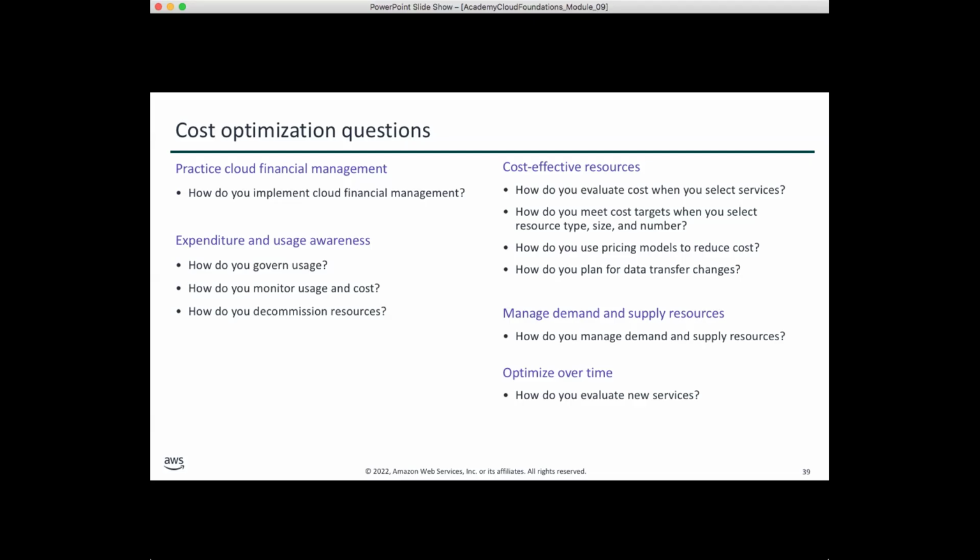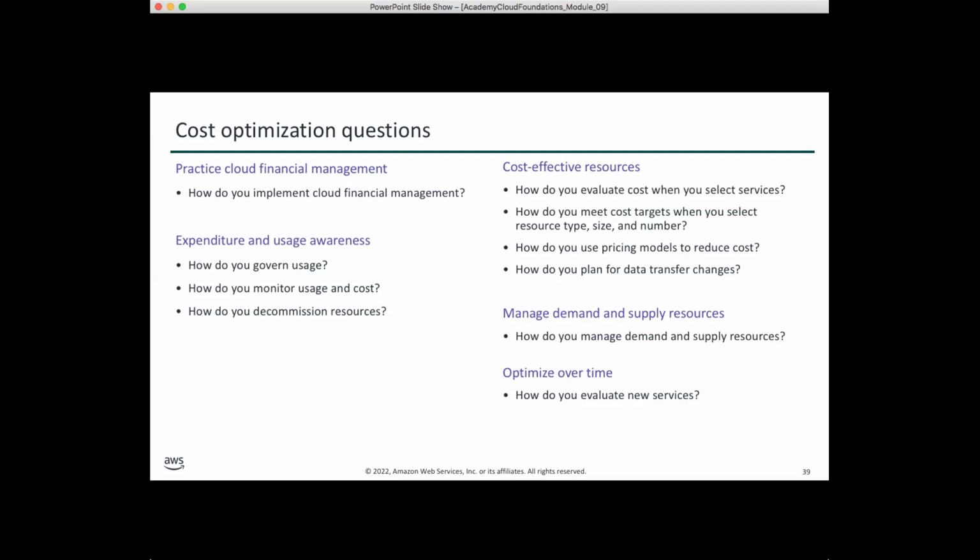Expenditure and uses awareness, right? How do you govern uses? How do you monitor uses and cost? Decommission resources if needed. We should always look for cost-effective resources. So how do you evaluate cost? And when we select services, what are you actually evaluating in the cost, right? How do you meet cost targets when we select resource type, size, number, right? Can we use pricing models to reduce cost? Those things we need to answer. We need to be prepared for, right? How do you plan for data transfer changes, for example, right?